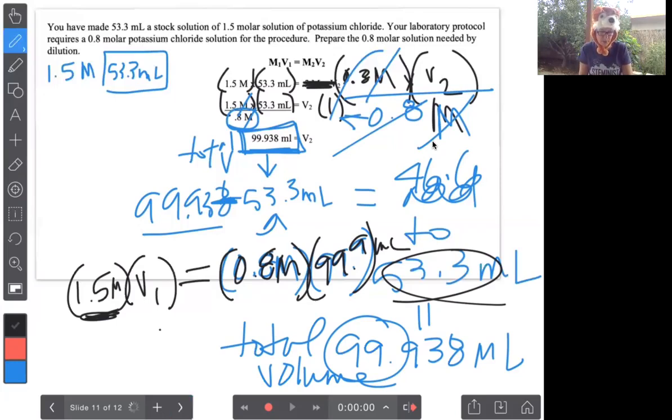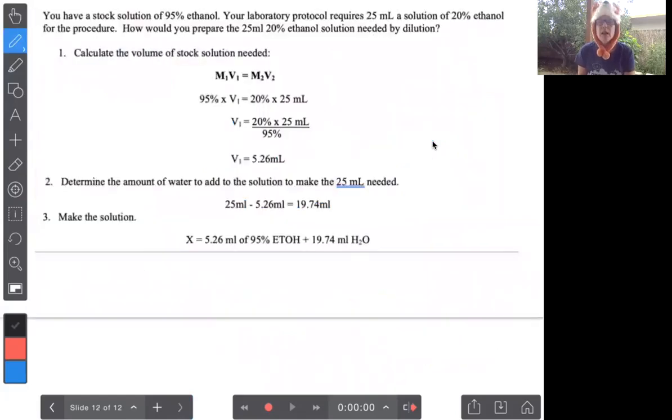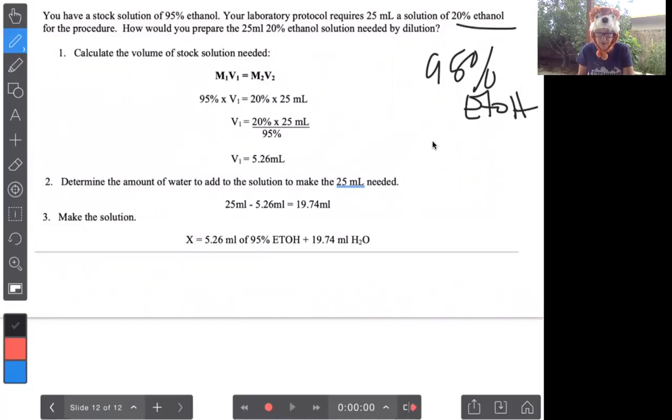No. Okay, let's do another one. We're gonna do it with percents. Yay, percentages. Okay, our stock, 95% ethanol, that's the guy in the flammables cabinet. We want 25 mils of 20% ethanol solution. How do we make 25 mils of a 20% ethanol solution with that 95% ethanol? Well, here's what we have. We don't know how much of that we need to make 20% in a total of 25.